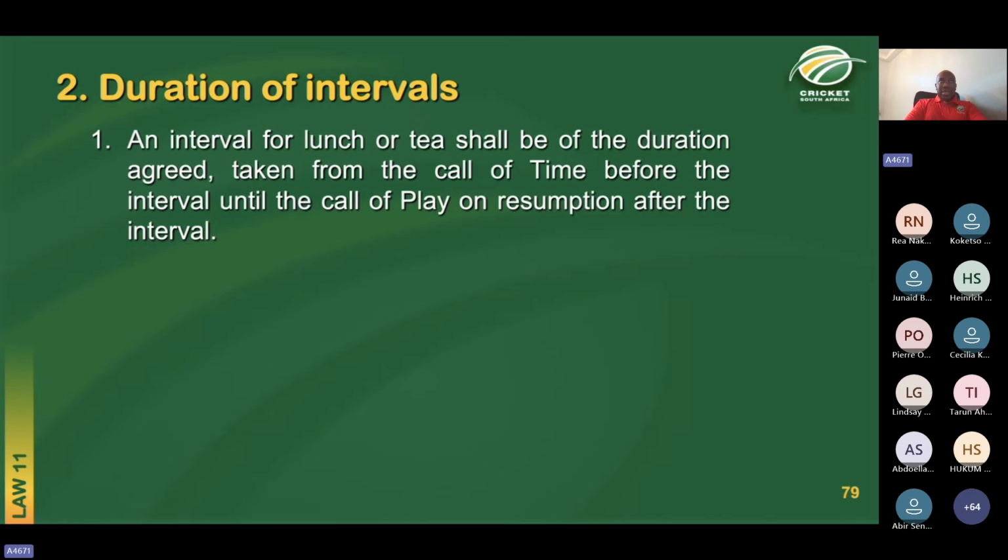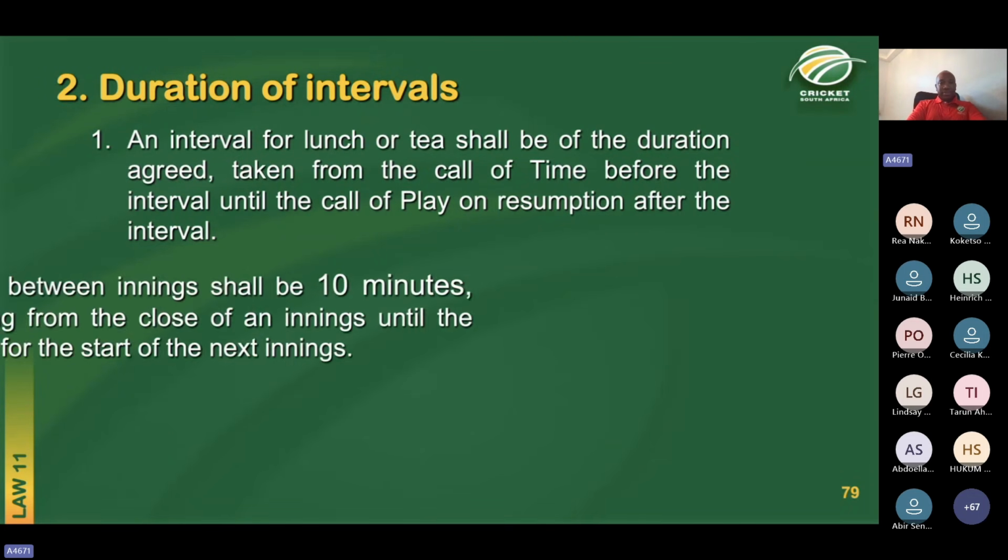So when an over ends and it is time for lunch, the umpire at the bowler's end will say over, time, and lunch. And the duration of the interval will last until the bowler's end umpire who starts the next session calls play on resumption after the interval.